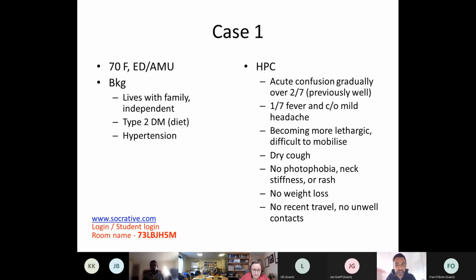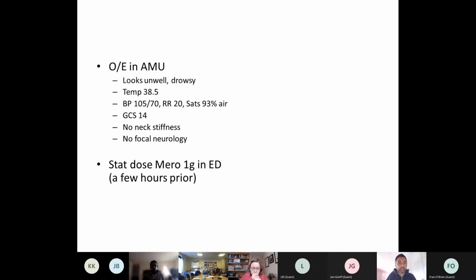There was no obvious photophobia, neck stiffness or rash noted, no weight loss, and no recent travel or unwell contacts. So on examination in A&E, she did look quite unwell and was drowsy, so probably GCS was about 13. She was febrile, those were her obs. GCS was 14, sorry, no neck stiffness, and no obvious focal neurology.